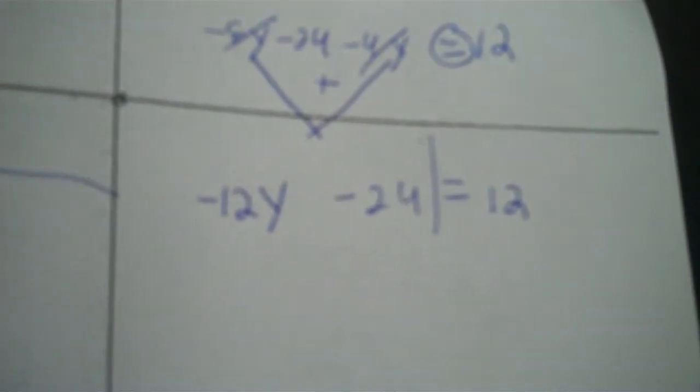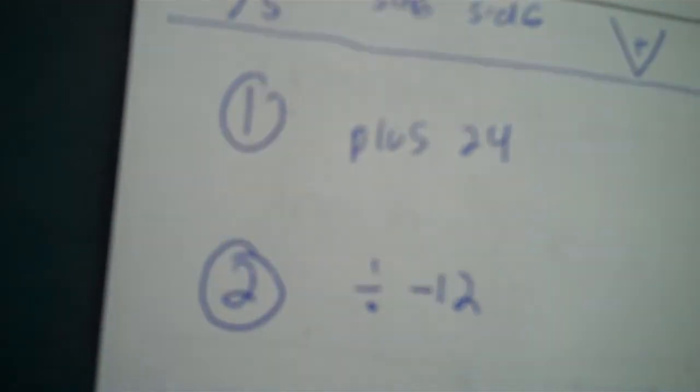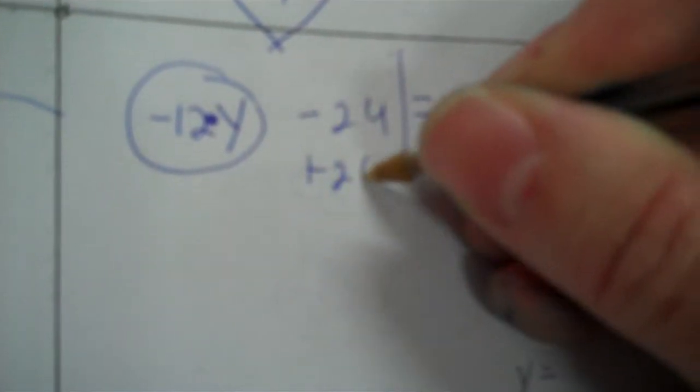Now, 1 and 2. Okay, because we have 2 numbers on that side. Put a times dot there. And we have to get rid of the minus 24 with plus 24. And we get rid of the times negative 12 with divide by negative 12. Okay. So, plus 24.